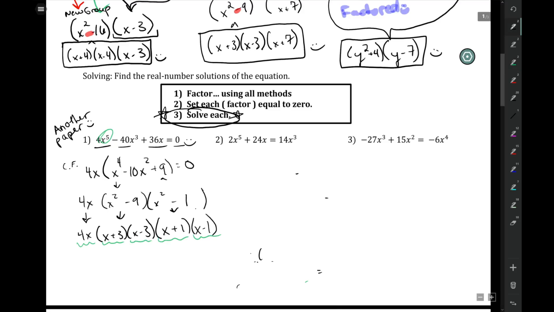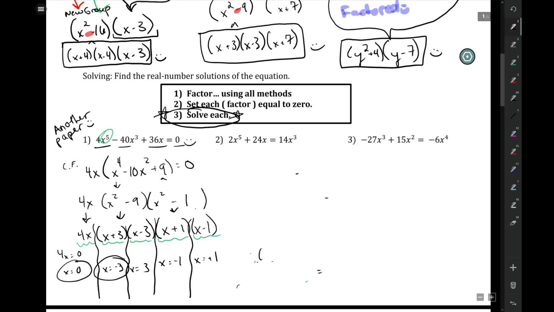And here they all conveniently are. Again, setting this equal to 0, that means 4x equals 0, x equals 0. x plus 3, that means x equals negative 3. x minus 3, x equals positive 3. x plus 1, x equals negative 1, and x minus 1, x equals positive 1. 1, 2, 3, 4, 5 golden rings.